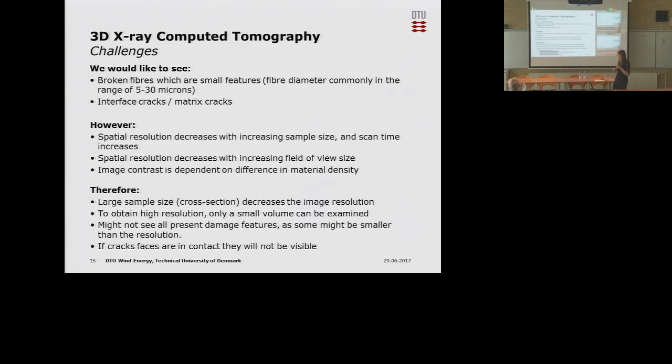We might not actually see all the present damage features because this technique has a lower resolution than, for example, scanning electron microscopy or other techniques like that. So that's also important to consider. And if the crack faces in the material are in contact, then there will be no difference in material density, so they will not be visible. It's also quite important to keep in mind. So these are some of the challenges that I've been working with in my project, and also how to overcome them.